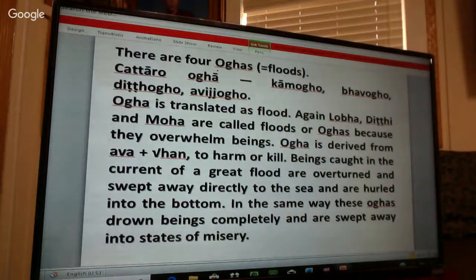because they overwhelm the being. Overwhelm means lobha takes over all activity for that person. What happens? Very dangerous. So Ogha is derived from ava and han. Han means to kill. That person is killed.